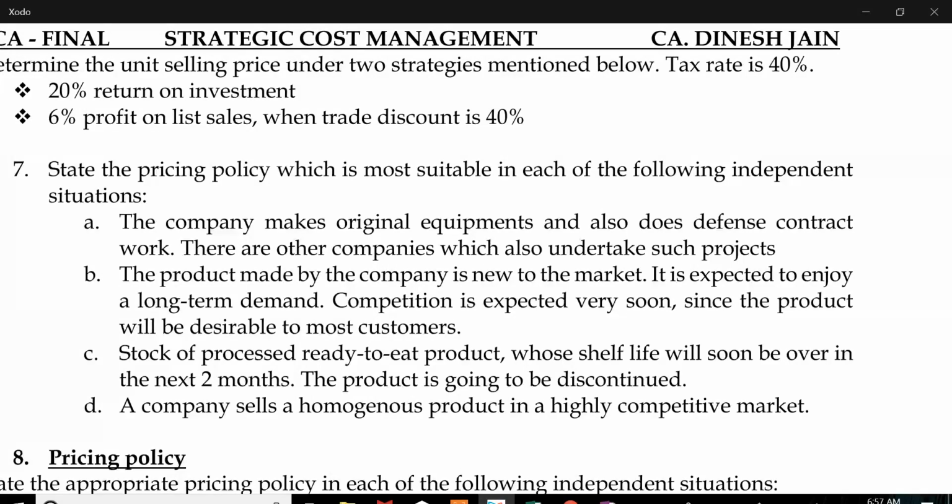The company makes original equipment and also does defense work. There are other companies which also undertake such projects. I want everyone's participation. Sealed bid pricing. So, write sealed bid pricing. Don't write it in the workbook, write it in your notebook or something, and then we'll check the printed solution.